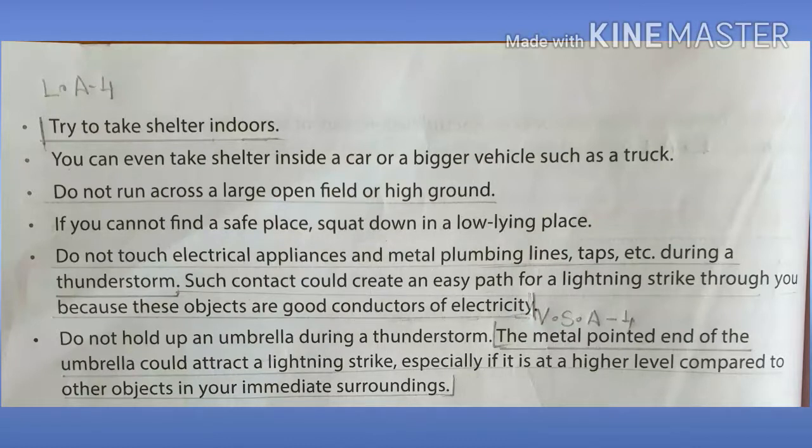On the same paragraph, long answer 4 is there, but this is very short answer 4 and it is the sixth point. The metal pointed end of the umbrella could attract a lightning strike, especially if it is at the higher level compared to other objects in the immediate surroundings.